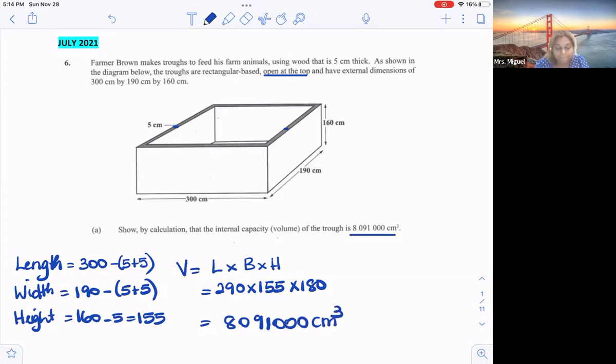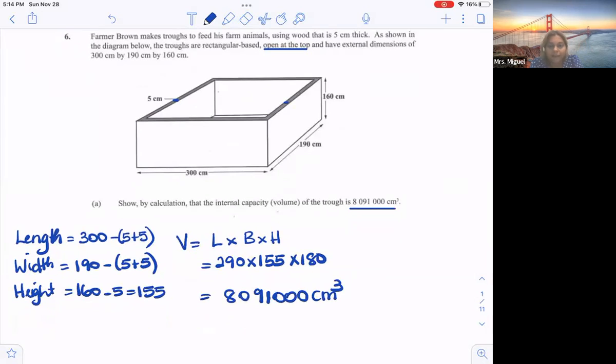Now, say in an examination, you have an answer and you know that we're supposed to take out the thickness from each side, right? Therefore, if you minus 5 cm from the length, the width, and the height, you know you didn't get the correct answer. The question gives you the answer, so it is just a matter of manipulating the data.